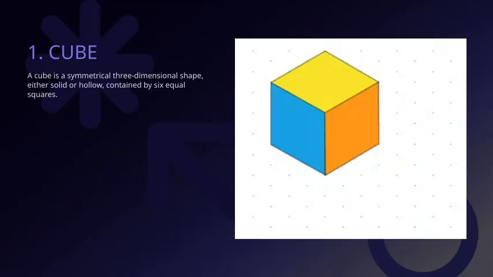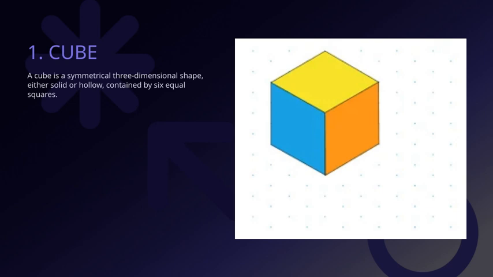A cube is a fascinating shape because of its symmetry and structure. It's a three-dimensional object, which means it has length, width, and height. You can think of it as either solid or hollow, depending on its purpose or design. The defining feature of a cube is that it's contained by 6 equal squares. These 6 faces are all identical, making the cube perfectly symmetrical from every angle. This symmetry is what makes the cube such a fundamental shape in geometry and design.